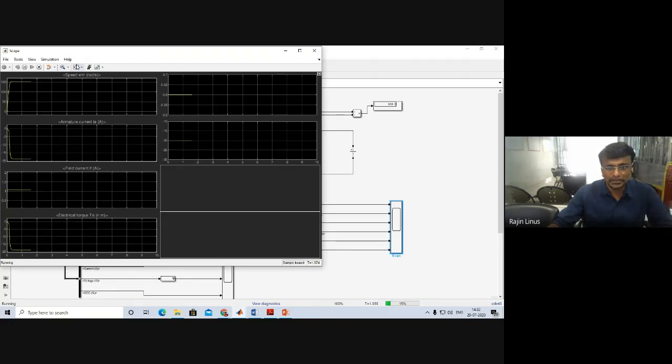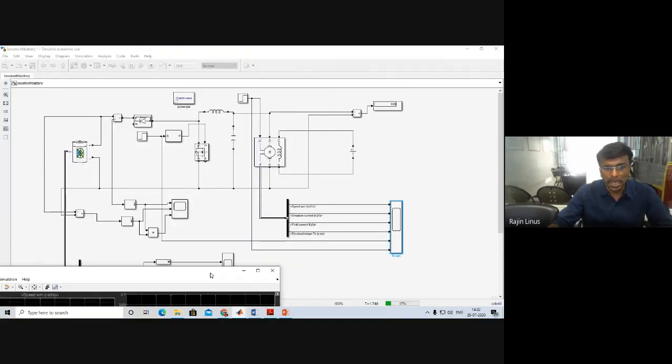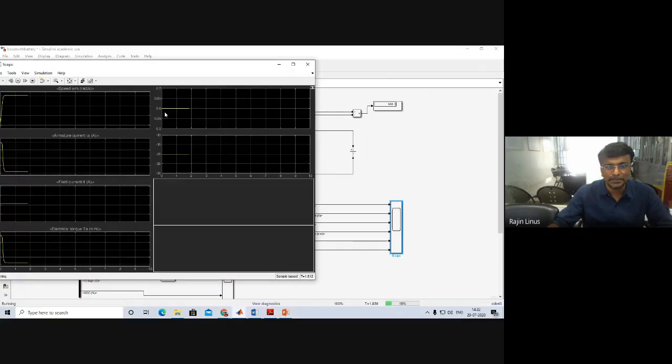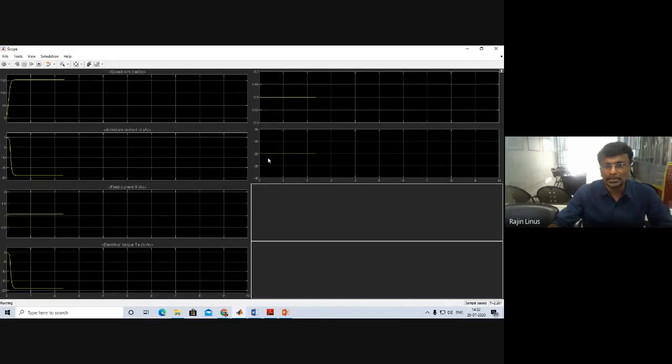In this case I have connected the torque and the duty cycle. Right now the duty cycle is 0.6 and the torque is minus 20. Let me see at 3 seconds. At 3 seconds, we are going to change the duty cycle.